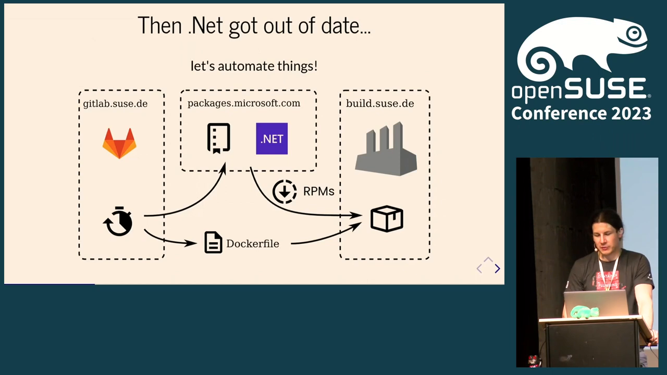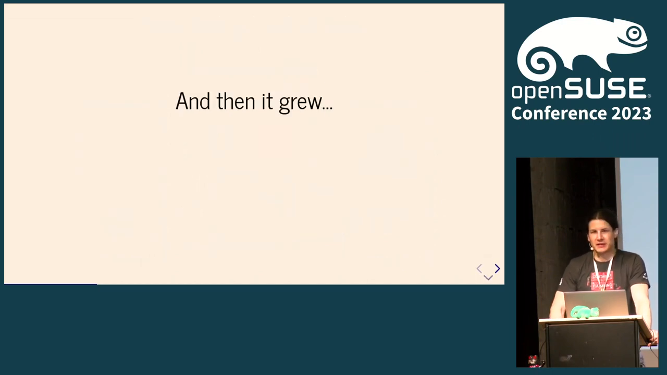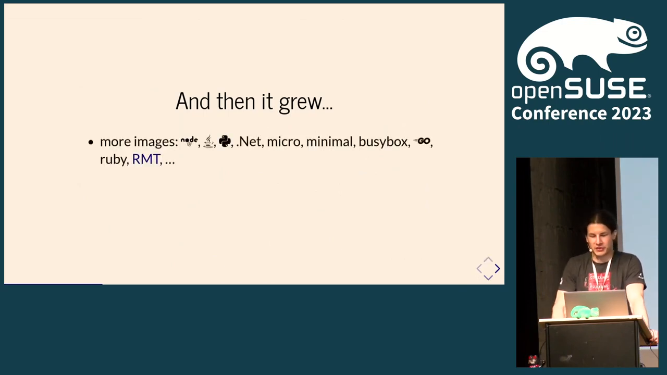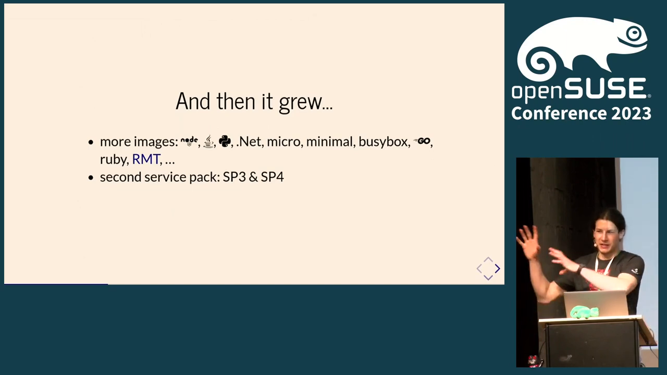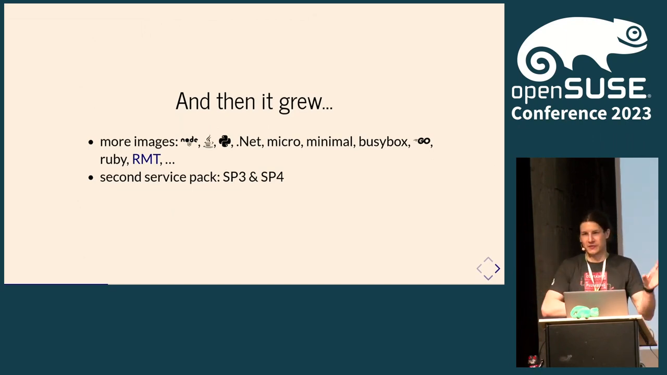That was okay-ish, that worked. But then, as usual with projects, they start to grow. So we got more images. We got Node.js, we already had Java, we got Python, we got more .NET versions, we got more base images, we got application containers, and so on. So you get more and more images and more stuff to take care of manually, which is always not fun. Then we got another fun thing, and that's the second SLE service pack that you have to take care of in parallel, because some images were based on the new service pack, some on the old service pack.